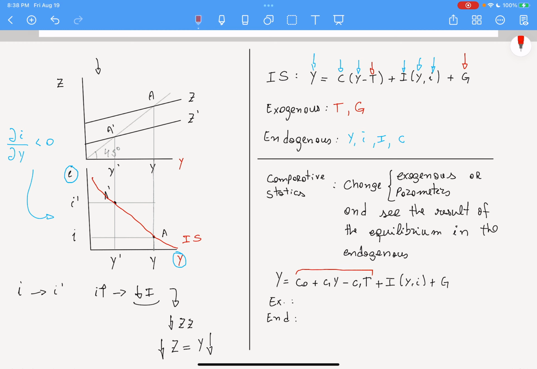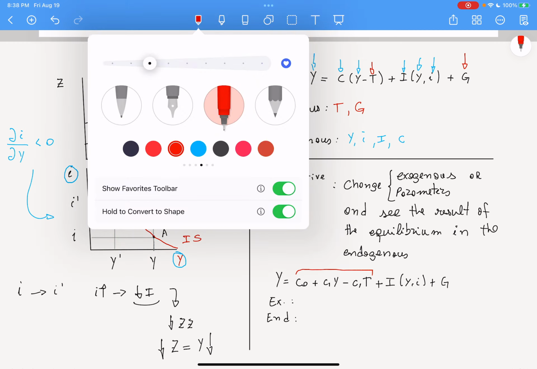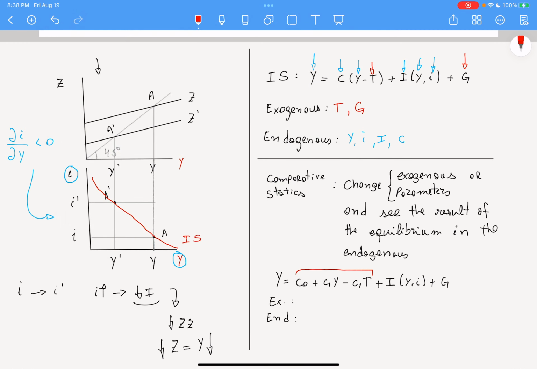So here, let's investigate which of them are endogenous and exogenous. Let's start with the exogenous ones. T is exogenous and G is also exogenous. However, we have some parameters here, C0 and C1. Are they defined by the model? Is it the model, the IS curve, giving us any C0 and C1 values? No, it is not. Therefore, the parameters here are also exogenous variables.